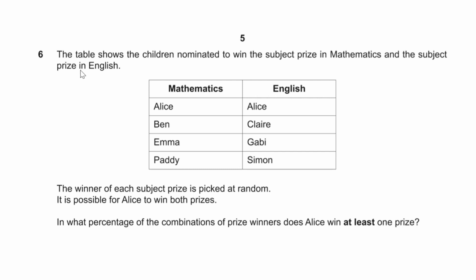Question number 6. The table shows the children nominated to win the subject prize in mathematics and the subject prize in English. And that's what we see here. And the winner of each subject prize is picked at random. It is possible for Alice to win both prizes. In what percentage of the combinations of prizes does Alice win at least one prize?